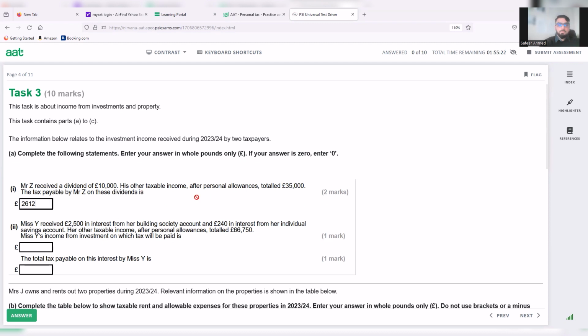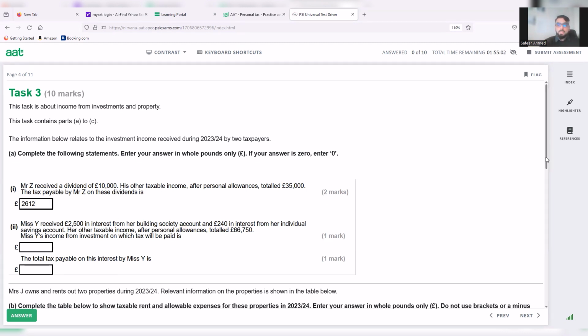Okay, so that was a couple of marks, but there were a couple of points that you need to be careful of. I think the one thing students normally make an error on is that the dividend allowance of 1,000, they do not count towards the basic rate band threshold, and hence they end up calculating it incorrectly.